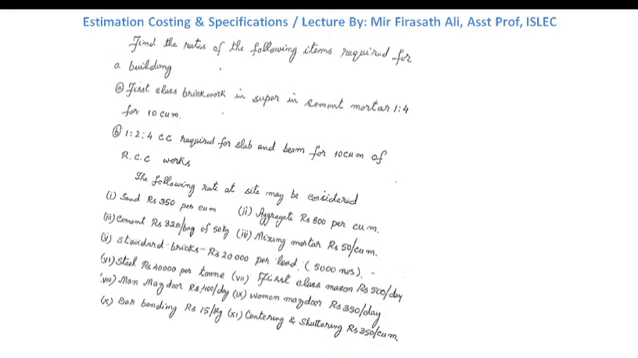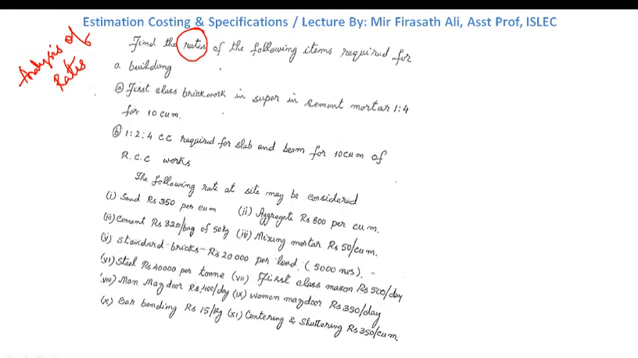The question is as follows: find the rates of the following items required for a building. Rates in the sense, this is nothing but rate analysis or analysis of rates. So this question is on analysis of rates.